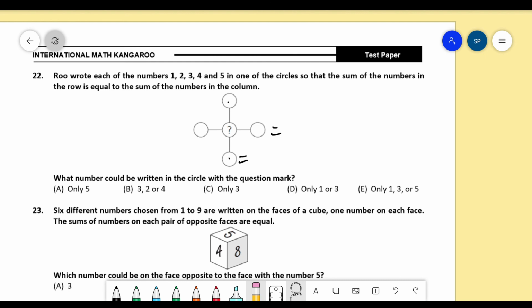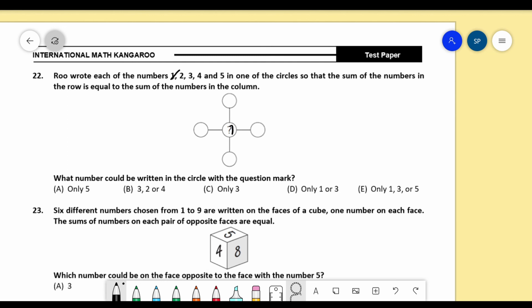So what they're telling us is the sums are going to be equal. So first we could put in 1. So that means we could cross off 1 from here. Now we have 2, 3, 4, 5.